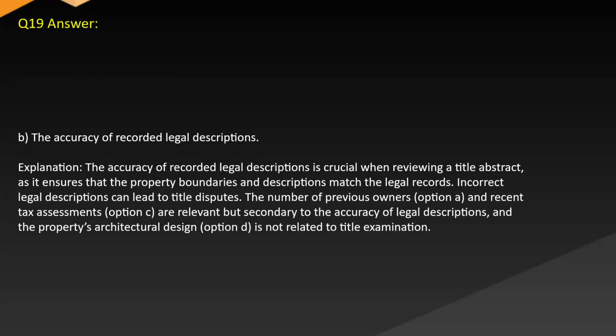Answer: B. The accuracy of recorded legal descriptions. Explanation: the accuracy of recorded legal descriptions is crucial when reviewing a title abstract, as it ensures that the property boundaries and descriptions match the legal records. Incorrect legal descriptions can lead to title disputes. The number of previous owners, option A, and recent tax assessments, option C, are relevant but secondary to the accuracy of legal descriptions, and the property's architectural design, option D, is not related to title examination.